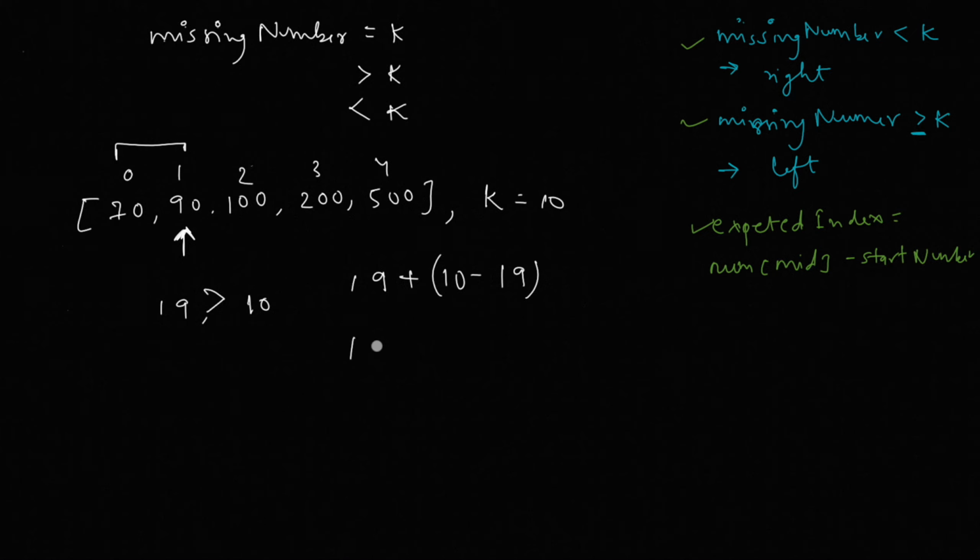Oh, I'm sorry, it's actually 90. You're looking at the mid. So 90 plus k minus the missing numbers, which would be minus 9. So it would give you 81.